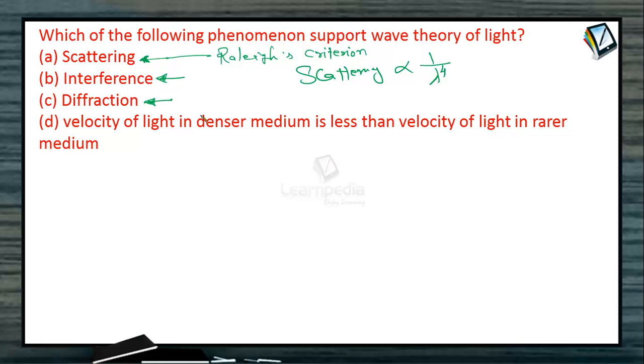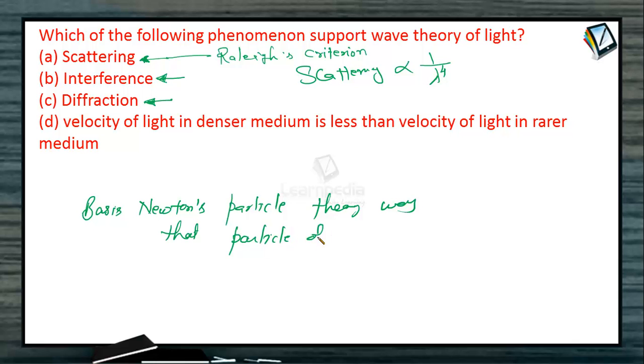And on the other hand, the basis of Newton's particle theory was that particles of light have constant mass. Okay, so this was the basic assumption in Newton's corpuscular theory about light, because Newton was one of the biggest supporters of the particle theory of light.